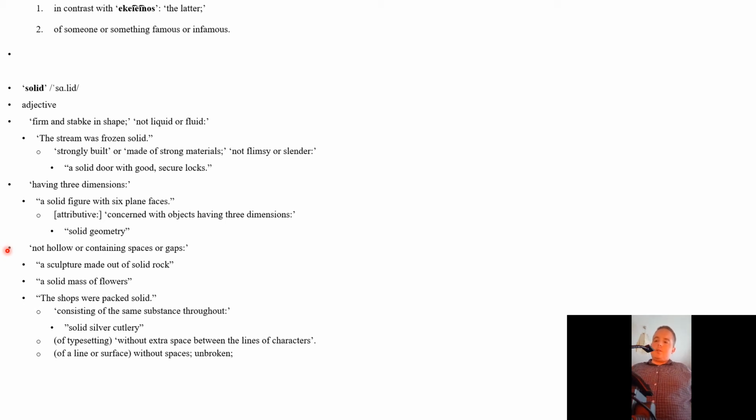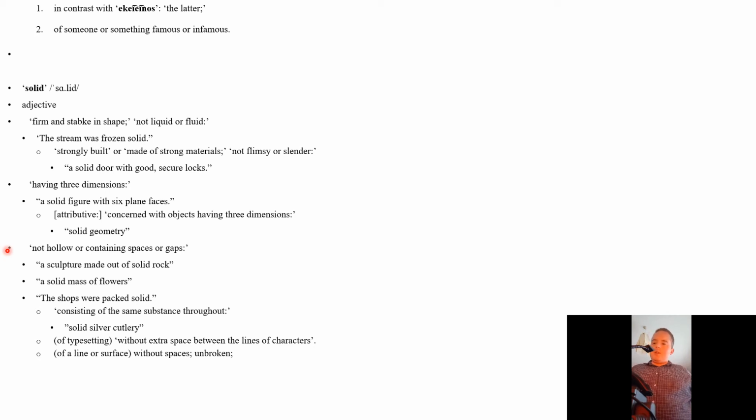Solid silver cutlery. Solid silver would be very pure silver. Solid gold would be very pure gold. I think only 1 part in every 1,000 would be non-gold. So solid gold would be, I think, 99.9% pure gold.